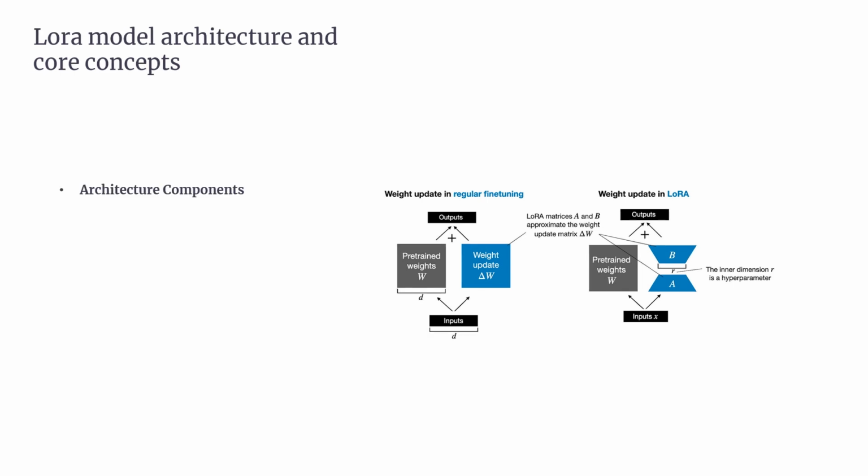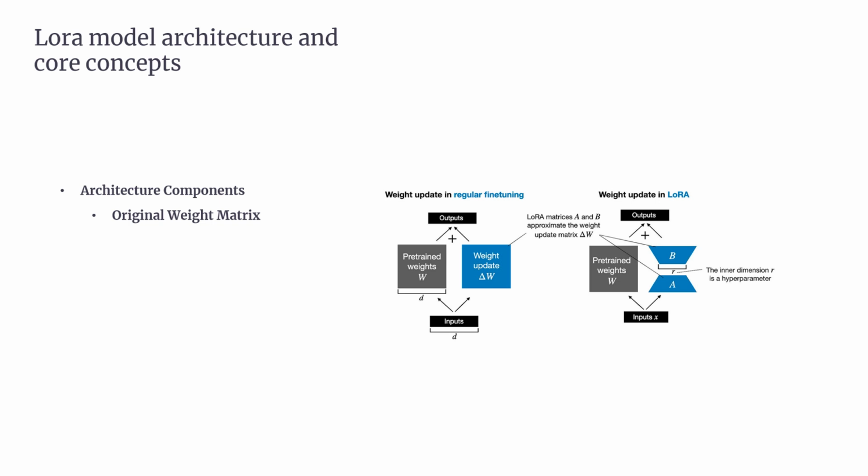The first, architecture components. 1. Original weight matrix W. The starting point is the original weight matrix W, which holds the parameters of the pre-trained model. This matrix stays frozen, meaning it doesn't change during the fine-tuning process.